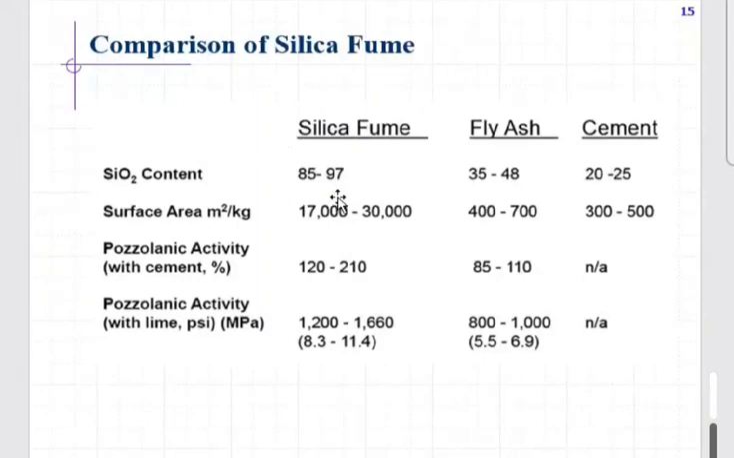Silica fume also has its standard, I think ASTM C1240 or C1295, I don't remember exactly. It states that the silica content should be greater than 90%. Its surface area is about 100 times greater than that of cement. Then the pozzolanic activity is about 120 to 200% with cement, and 85 to 110% with lime actually. It is also more pozzolanic than fly ash.